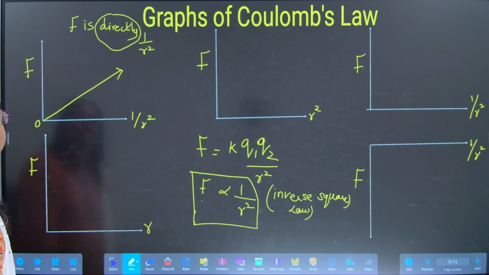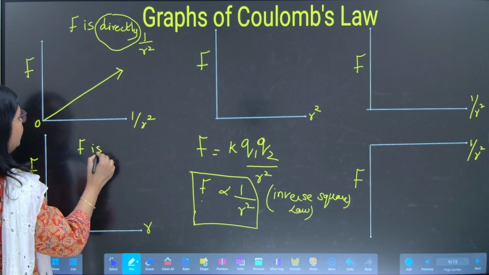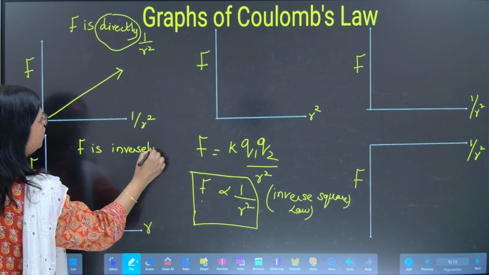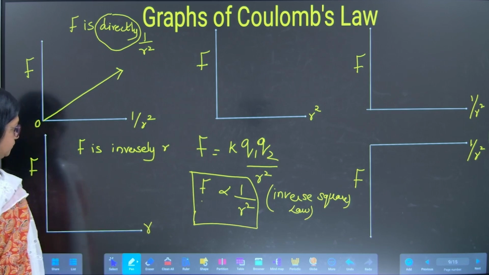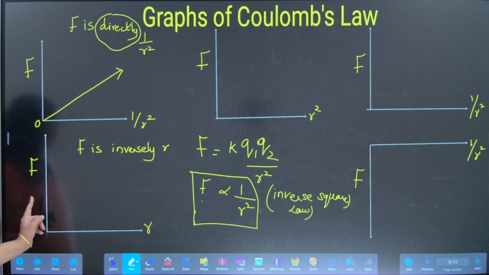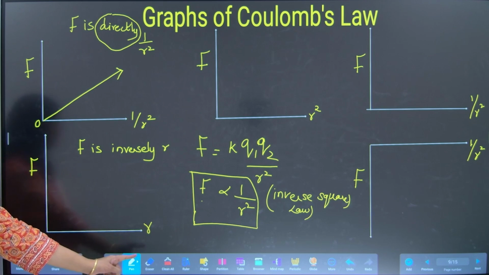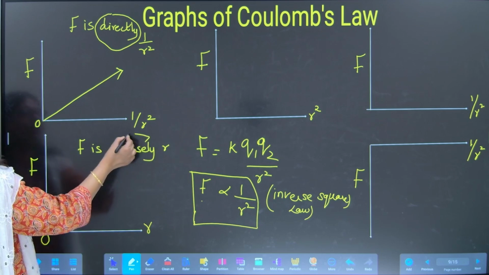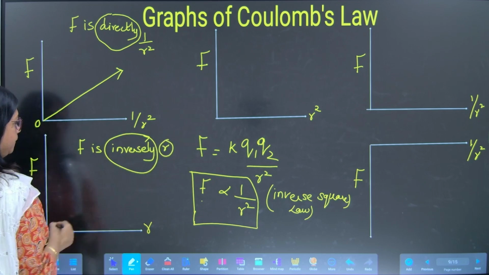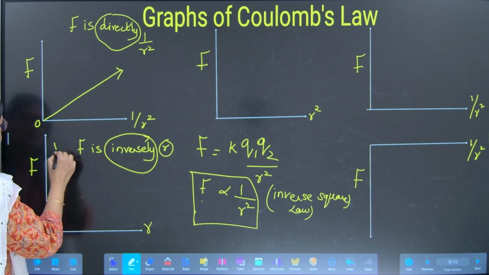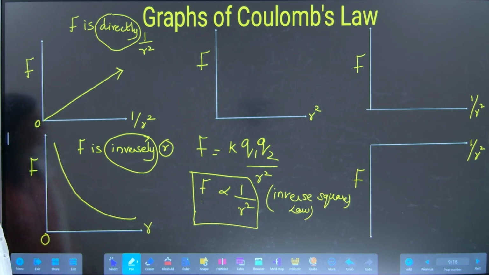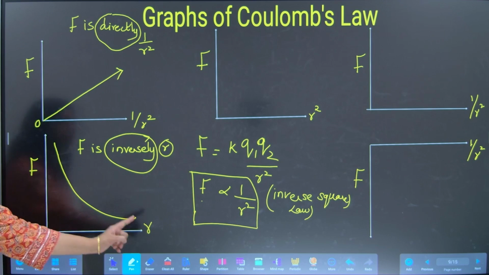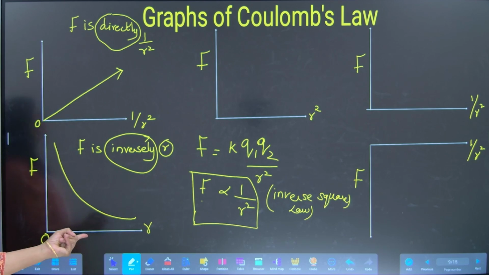Now let me read it as force is inversely proportional to R. As can be seen, I have put F on the y-axis and R on the x-axis. Then I will not have a straight line graph, because it is inversely proportional to R. My graph is a negative graph, but it is a curve. It shows that as the distance increases, the force decreases, but not uniformly.